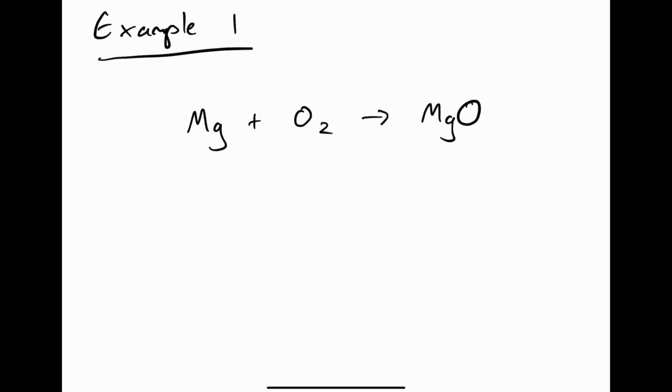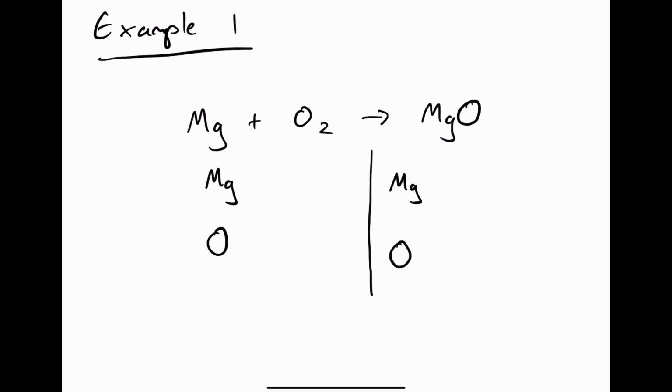Our first example is going to be magnesium plus oxygen gives you magnesium oxide. The first step of the procedure is to draw a line underneath the arrow to separate the reactant side from the product side. Then we want to list the elements on the reactant side, and then copy this list onto the product side. It's good if you do this in the same order, magnesium, magnesium, oxygen, oxygen, because then it will be easy to compare the number of atoms you have on both sides of the equation.